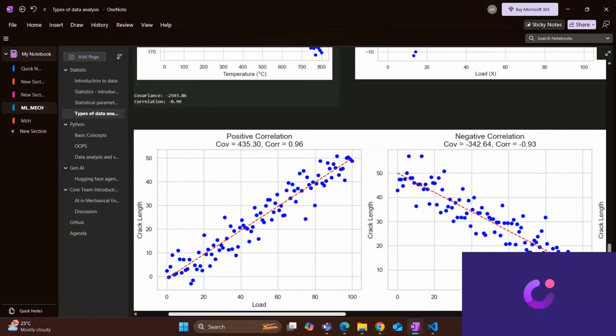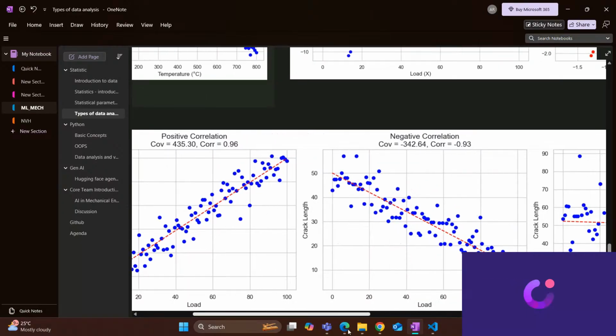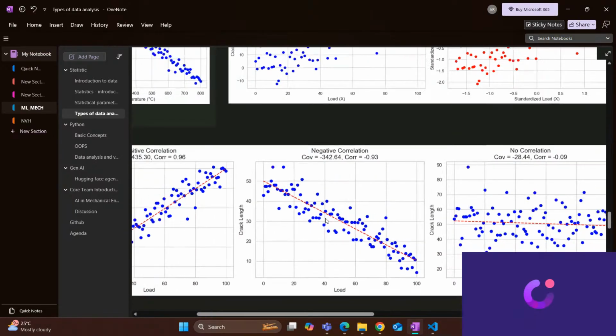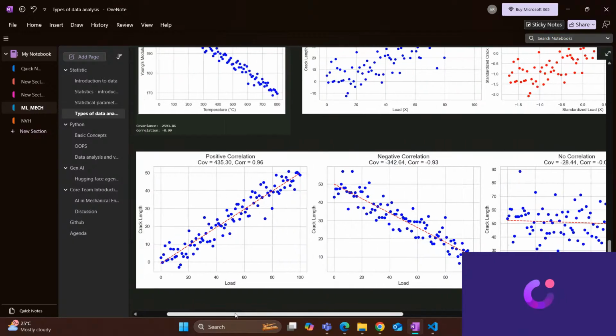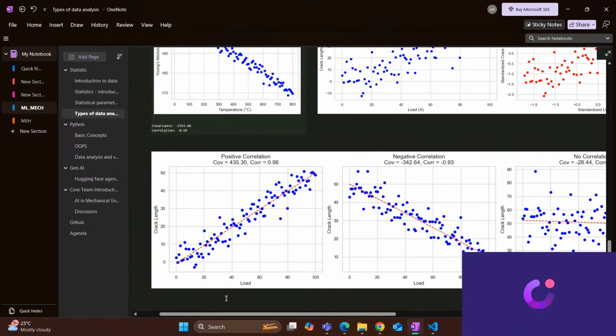So in correlation we have three types generally: positive, negative, and no correlation. What does that mean? I have taken the example of crack growth. Suppose we have some crack, and if the load is applied, the crack tries to propagate, right? So it means crack length is increased. So we say as the load increases, the crack keeps on increasing. So that's more of a positive correlation.